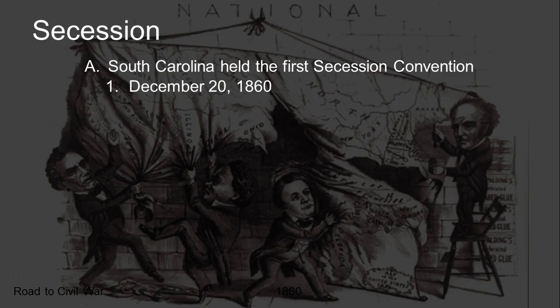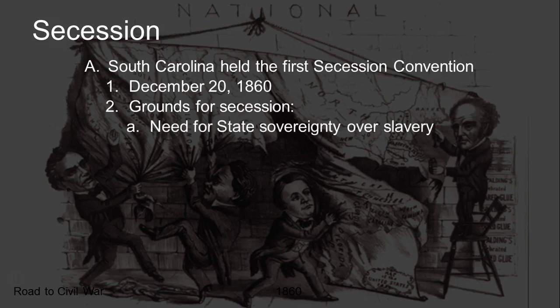Well, Lincoln's election leads South Carolina to decide to secede. South Carolina is going to hold the first secession convention, and on December 20th, 1860, South Carolina announces that they are going to secede. And their reasons for secession, you've probably heard that, oh yeah, the Civil War was about more than slavery. Slavery was a minor issue. Well, let's look at South Carolina's grounds for secession.